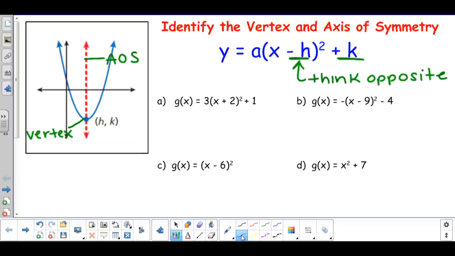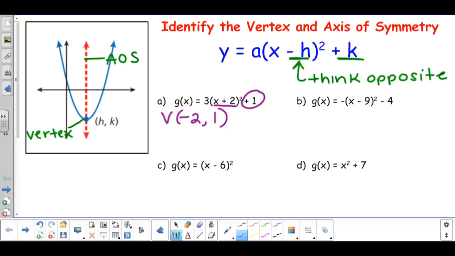So in A, I have my function 3 times the quantity of x plus 2 quantity squared plus 1. So I want to identify the vertex and the axis of symmetry. So the vertex comes from the h value that tells me left or right, and the k value that tells me up or down. So the x plus 2 tells me that this is going left 2, and if it's going left, it's going to go over to an x value of negative 2. And then the plus 1 tells me that's going up 1, so that's going to be going up to positive 1. So my vertex can be found at negative 2, positive 1.